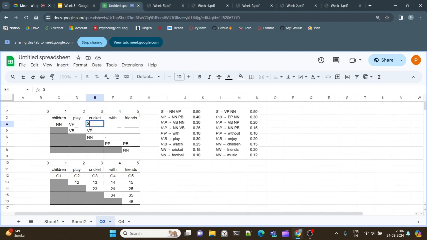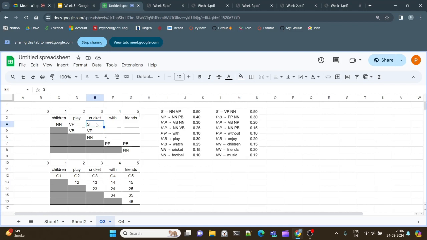So what does this mean, that I'm getting an S? It means that here "children" was derived from NN, and here I took this one, VP. "Play cricket" was a verb phrase, which was further derived from VB and NN, where "play" was derived from VB and "cricket" was derived from NN. So that is how all these things are falling into place. Okay. So I only computed 0, 1.